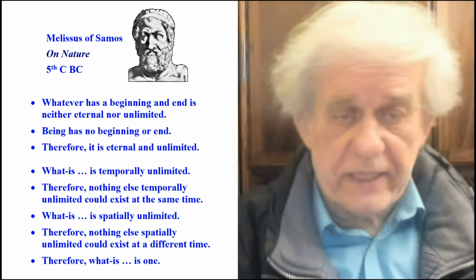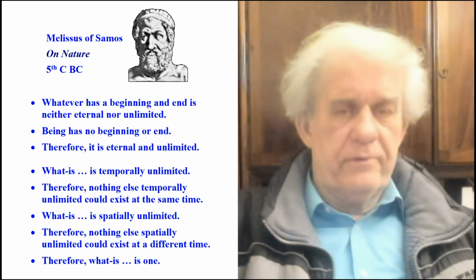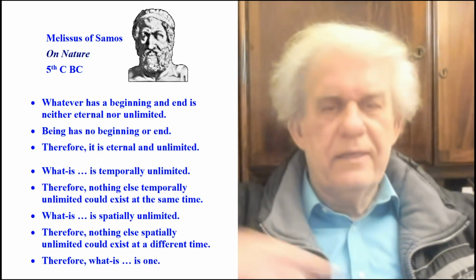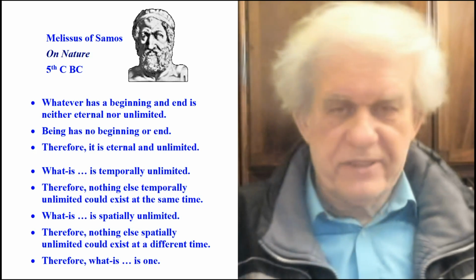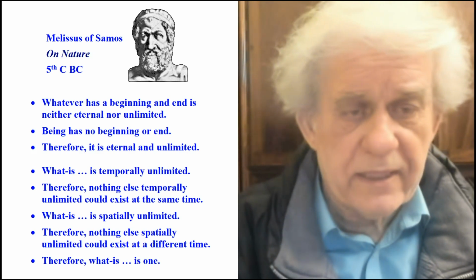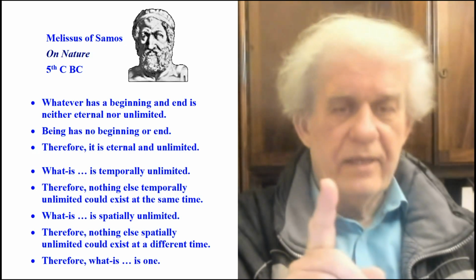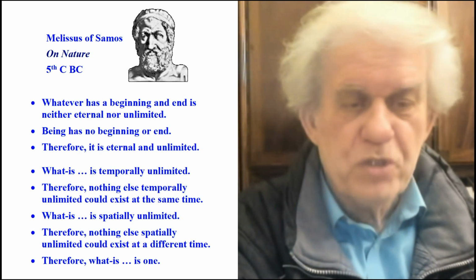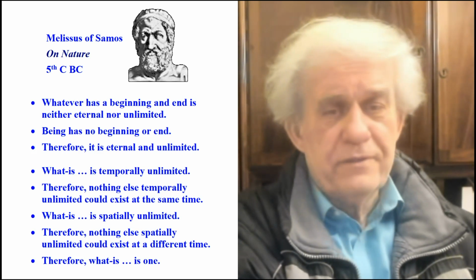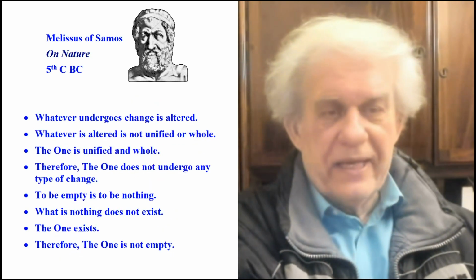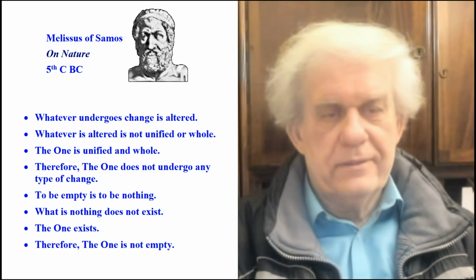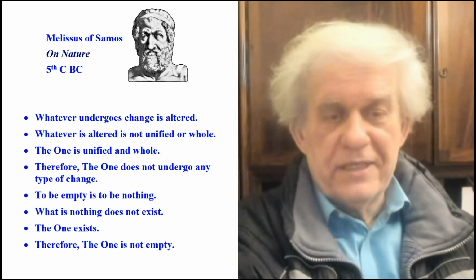What is spatially unlimited. So it's not only temporally unlimited, but it's also spatially unlimited. He just made the universe everything in space and time. Okay, it just covers everything, whatever everything is. Therefore, nothing else spatially unlimited could exist at a different time. Okay, again. Therefore, what is one. Okay, now you got to this notion of one that he wanted to get through. Okay, now he's going to proceed with the one. I hope you're following what Melissus is trying to say here. Okay, here's the one. He says, whatever undergoes change is altered. Okay, yeah, I think change and altered are synonyms, right?